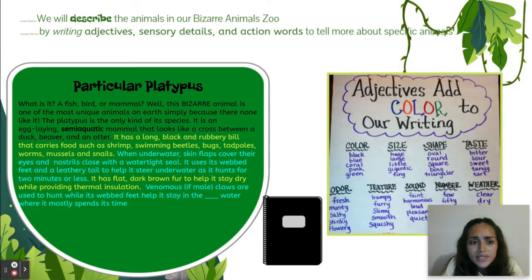It uses its webbed feet and leathery tail to help it steer underwater as it hunts for 2 minutes or less. It has a flat, dark brown fur to help it stay dry while providing thermal insulation. Venomous, if male, claws are used to hunt while its webbed feet help it stay in the water, where it mostly spends its time. These are my 2 to 5 sentences that I've added to describe more about the platypus, what they look like, what they eat, and how they also behave underwater.